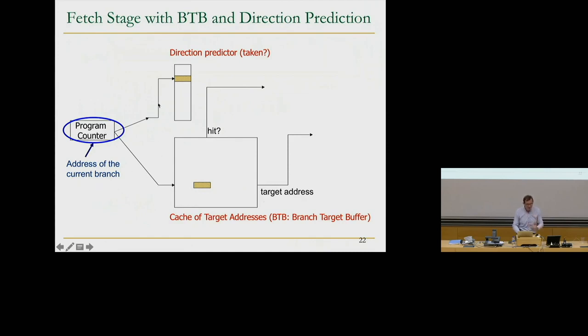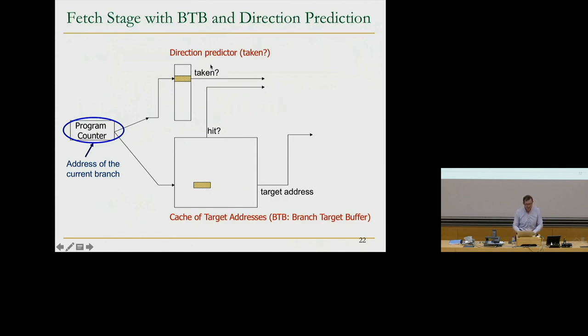Concurrently, in the same time, you need to ask the question, is this branch going to be taken? This is for a conditional branch. We're going to focus on conditional branches. This program counter accesses some structure. Let's call it the branch direction predictor. And this tells you whether the branch is predicted to be taken or not.